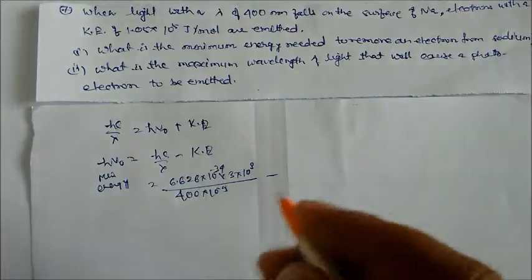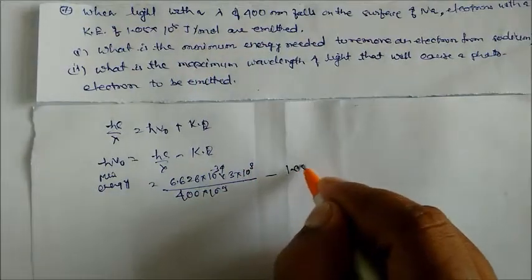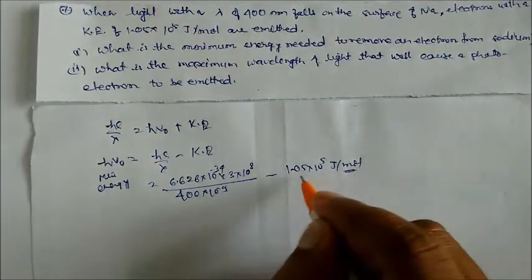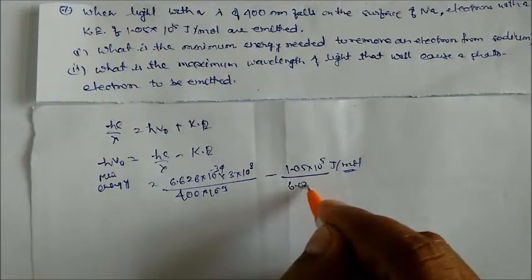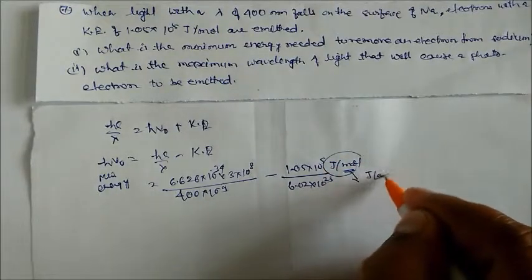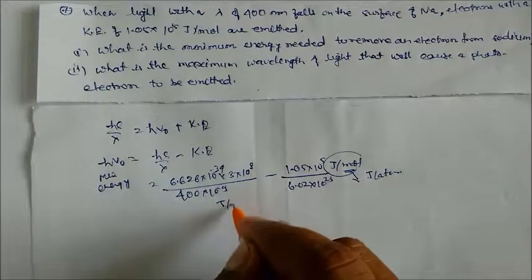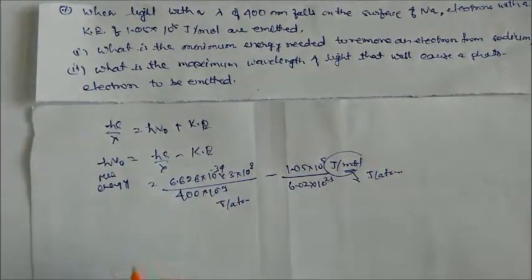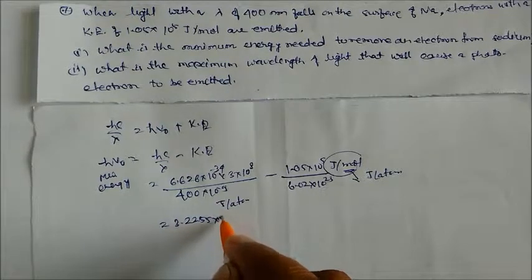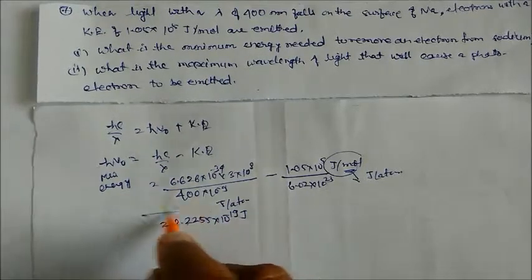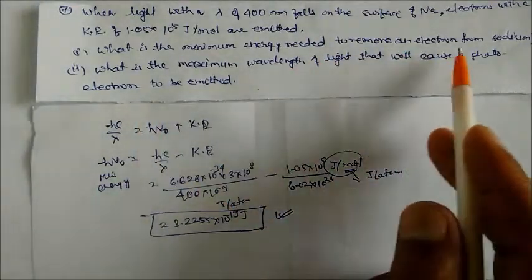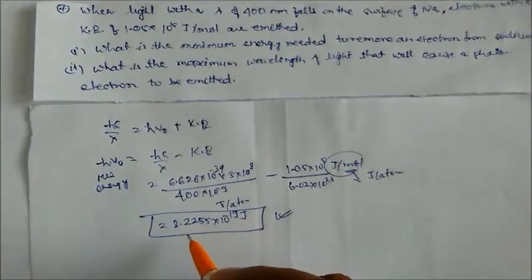Per mole we have to convert into per atom. So first write 1.05 into 10 power 5 joule per mole, and divide by 6.02 into 10 power 23. Now this changes into joule per atom, and the other is already joule per atom. Now we can solve it. On solving we will get 3.2255 into 10 power minus 19 joule. So this is the minimum energy which we require to remove the electron from sodium.